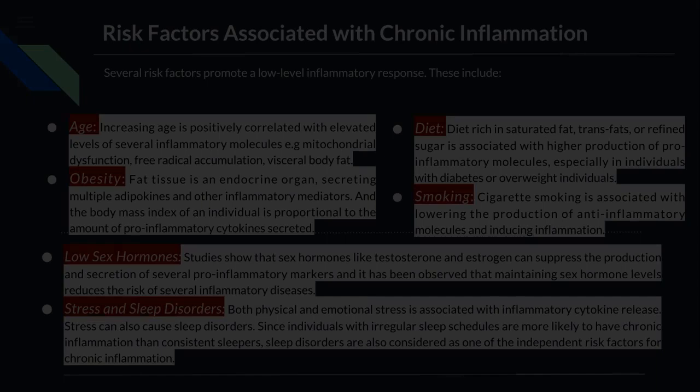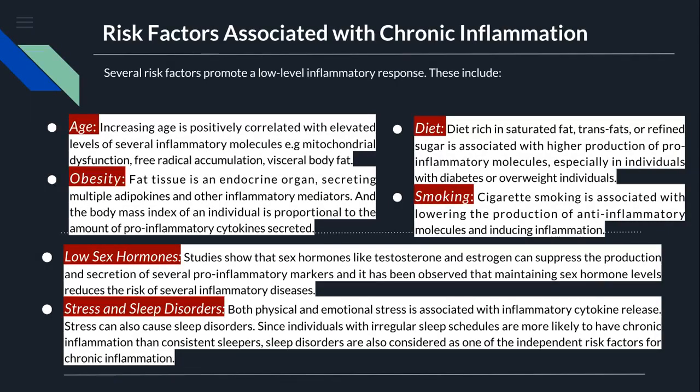So what are the risk factors associated with chronic inflammation? When we talk of risk factors, we are talking of factors that make somebody susceptible to a particular disease, factors that make somebody prone to have a particular disease. So in this instance, what are the factors that will make some people easily have chronic inflammation, unlike others? And the first one there is age. Age is a big issue.